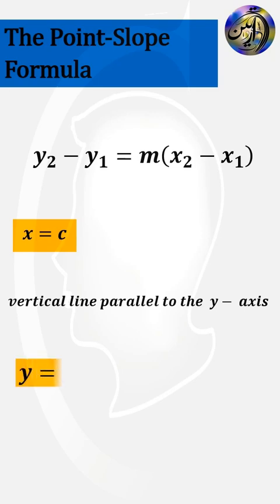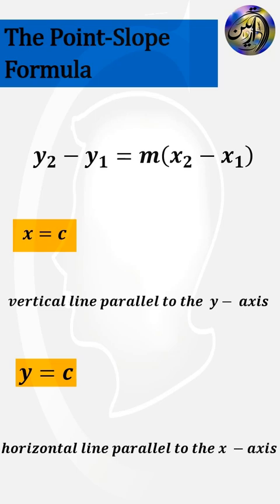Forget this formula. Vertical lines have equations like x equals c, and horizontal lines, they look like y equals c. Think of it this way: vertical lines never move left or right. Horizontal lines never move up or down. Even GPS would agree. Undefined slope.